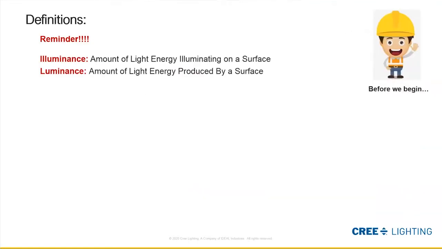Let's look at a quick reminder on some of those definitions that we've covered previously. First is illuminance. This is the amount of light energy illuminated on a surface. Luminance is the amount of light energy produced by a surface. So basically light emitted from a fixture and then being calculated on a plane of calculation. But luminance would be that bouncing off. It would be the value coming from the ceiling.